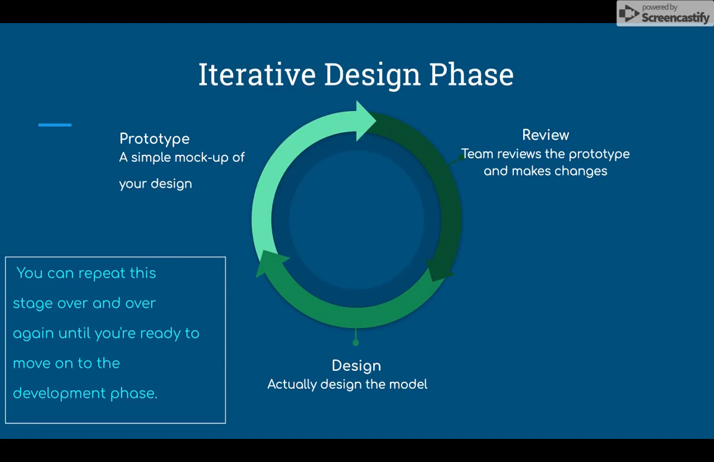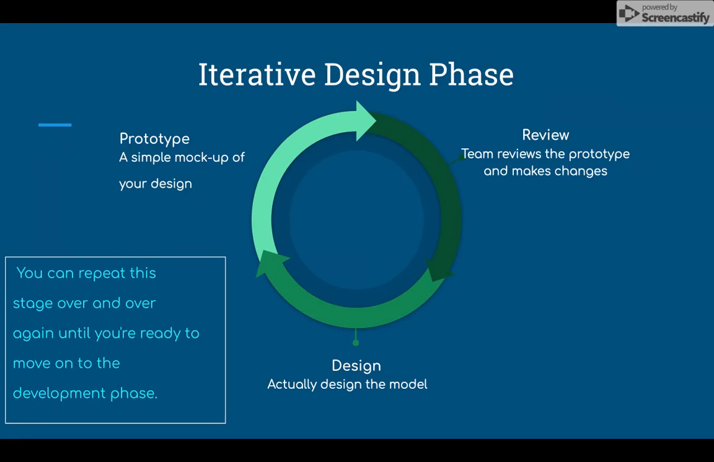Next is the iterative design phase. There are 3 parts to this phase. First is the prototype. This is where you make a simple mock-up of your design, like a wireframe. The second is review. This is where your team reviews the prototype and make changes. And the third is design. This is when you actually design the model.